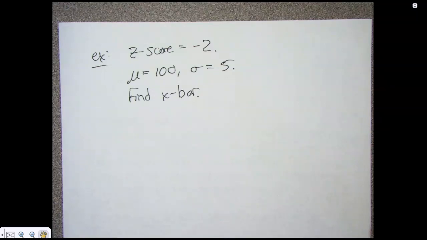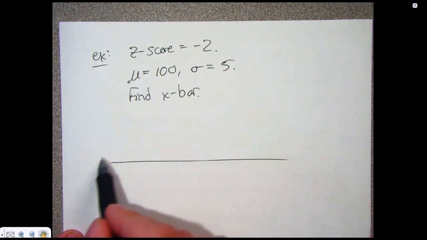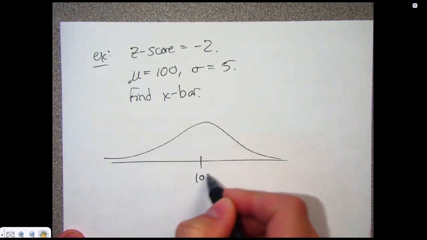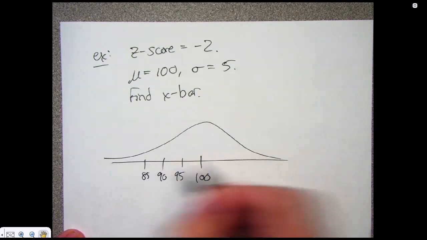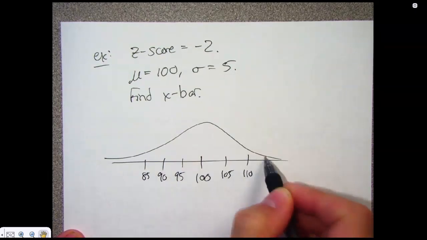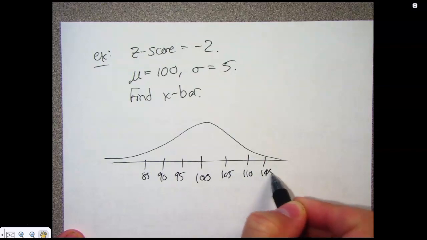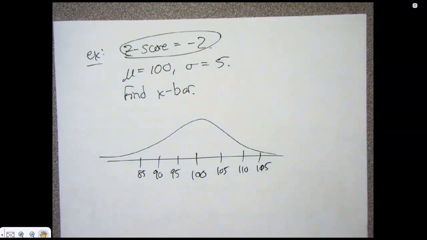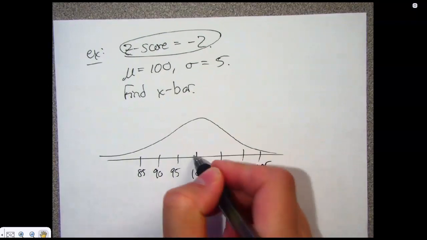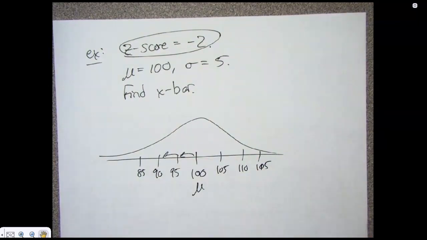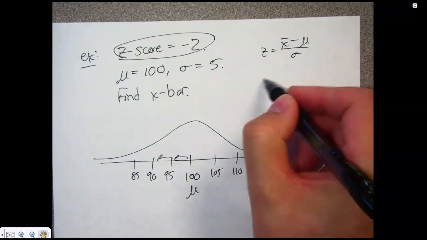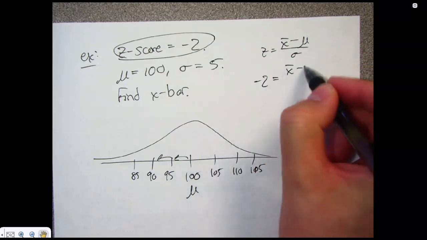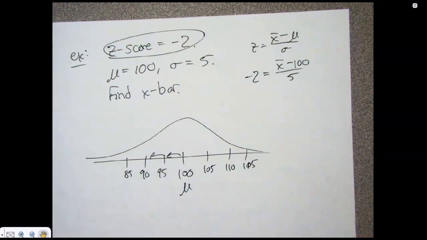This one lands right on one of the numbers. If you made a graph, or just thought about a quick graph in your head, your mean's 100, your standard deviation is 5. And this z-score equals negative 2 is just telling you to go 2 standard deviations to the left. So if this is your mean, and you go 1, 2 standard deviations to the left, you should land at 90, right? If you use your formula, z equals x bar minus mu over sigma, you'll get negative 2 equals x bar minus 100 over 5.